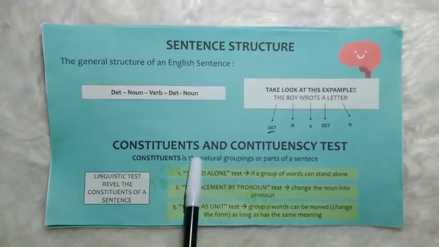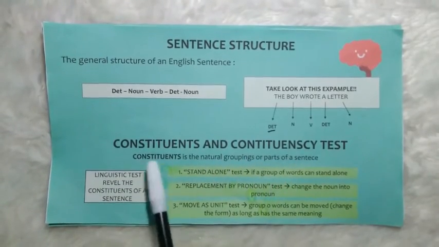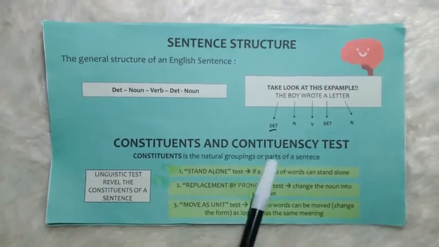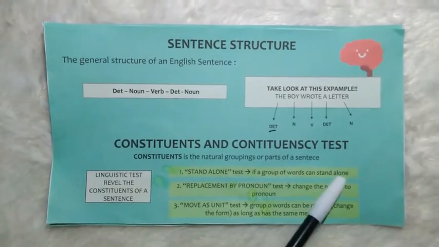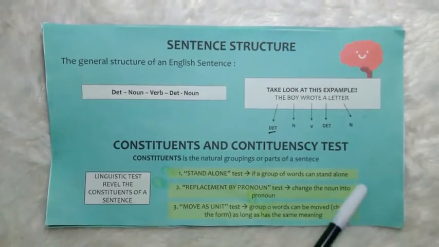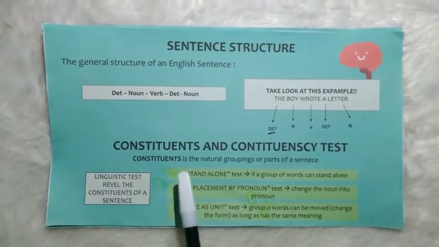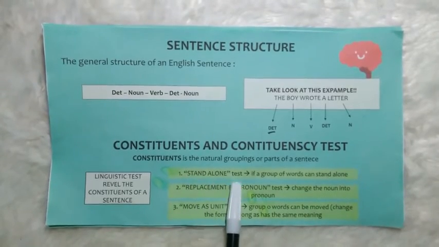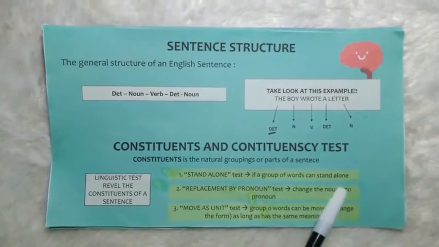And the constituents and constituency tests. Constituents are natural groupings or parts of a sentence. In linguistics, there are three tests of this constituent. The first is the stand-alone test: if a group of words can stand alone.